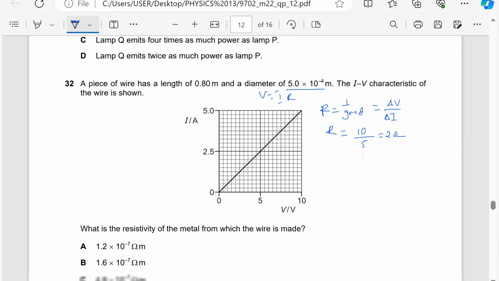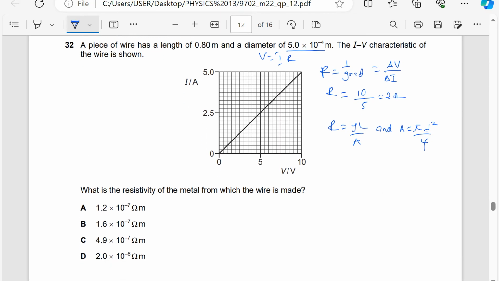That is the resistance. And we know that resistance is equal to rho L over area. And of course, we know that area is going to be pi d squared divided by 4, or pi r squared. But because radius is diameter over 2, it's the same as pi d squared over 4. So we want resistivity. So resistivity rho is going to be R times A divided by L.